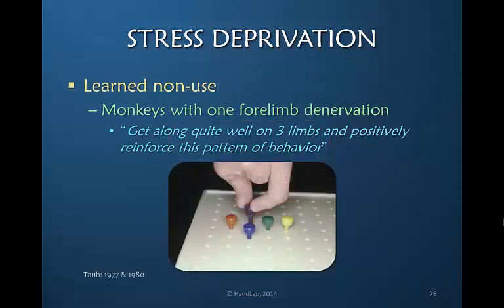We as humans develop what is called a learned non-use. We learn when one limb will not function normally for us to switch over and use the other limb, and we allow our brain to shift about the cortical representation of our motor pattern. Monkeys that had one forelimb denervated got along very well on 3 limbs and continued to reinforce this behavior.